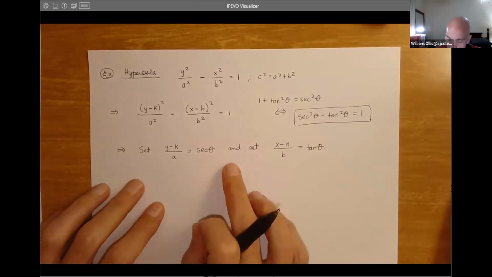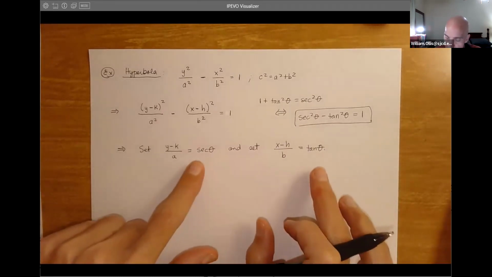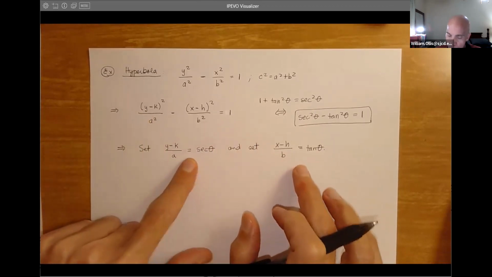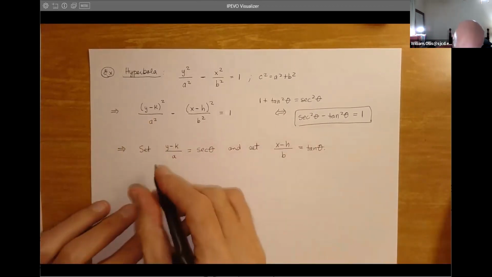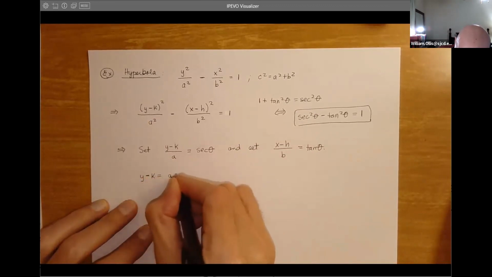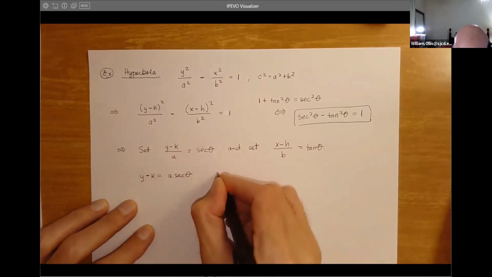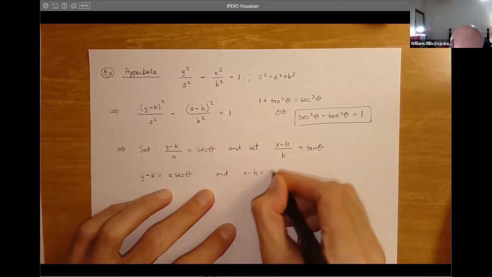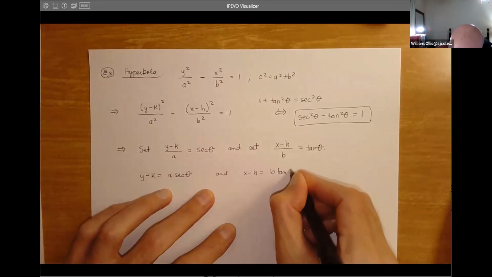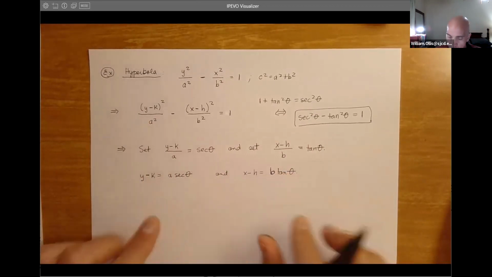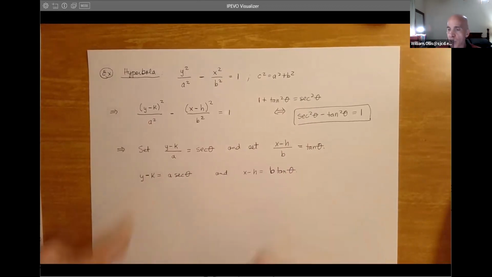So now when you look at this, you're thinking, okay, when you square all of this out, you get exactly this. So this is the start of the parameterization. So unravel it. So now y minus k equals a secant theta, and x minus h equals b tangent theta. Of course, this is not unique, but it's certainly a usable one. So now you're seeing that this is how you can go backwards.